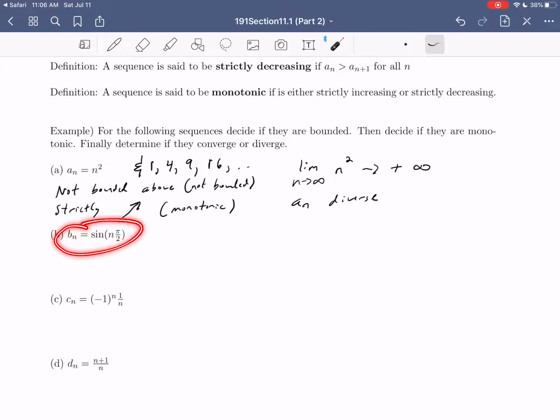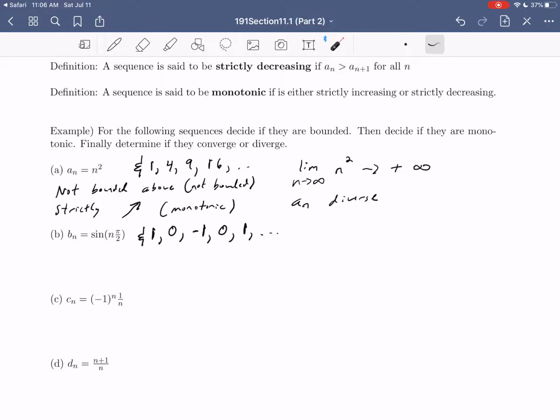All right, let's look at this one here. Again, let's start by writing out the first couple terms. Let's imagine we start at n equals 1. So when n is 1, we get sine of pi over 2, which is 1. Then when n is 2, we get sine of pi, which is 0. Then when n is 3, we get sine of 3 pi over 2, which is negative 1. When n is 4, we get sine of 2 pi, which is 0. When n is 5, we would get 5 pi over 2, which is coterminal with pi over 2, so it's going to be 1. And you can see the pattern that this is going to continue.